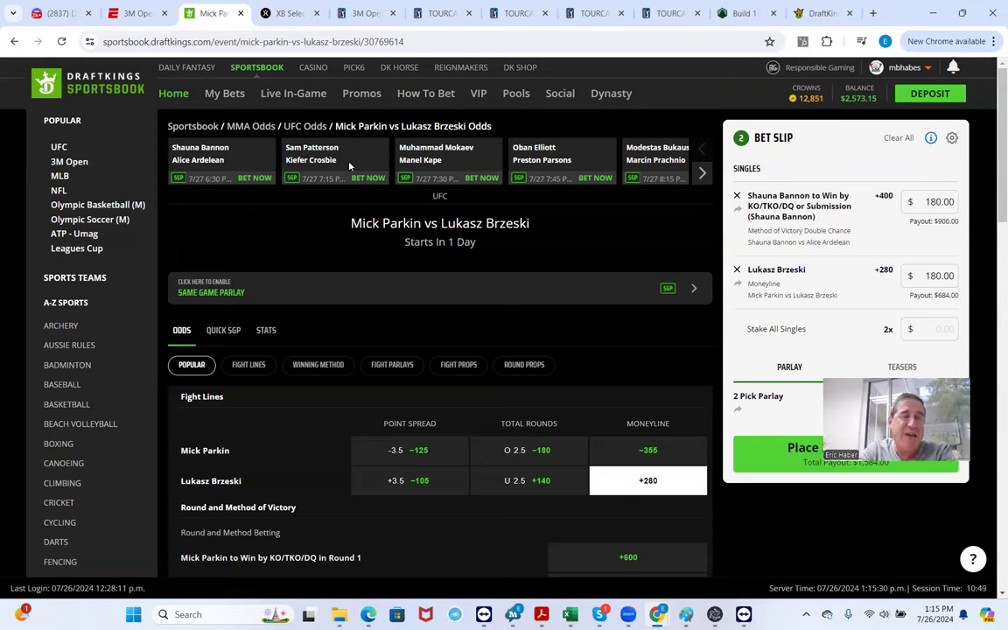And in a weird way, you can't bet Crosby by KO, even though that's like a billion to one, because people are saying that's his one path to victory. So what you can do is play Patterson either by decision or Patterson by KO. And Patterson by KO is probably pretty long.